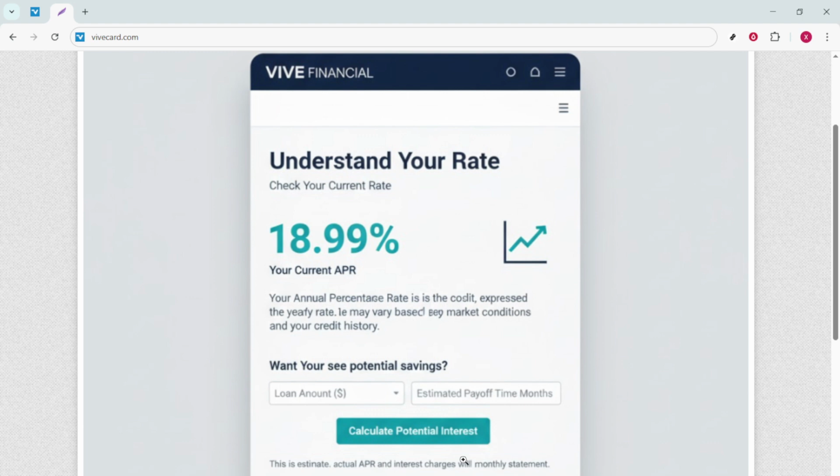Keep these points handy, pay on time, and review your statements regularly. Understanding how your APR, grace period, and compounding work is the best way to keep borrowing costs under control.